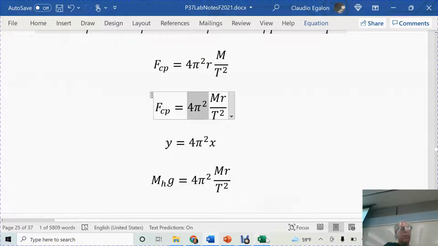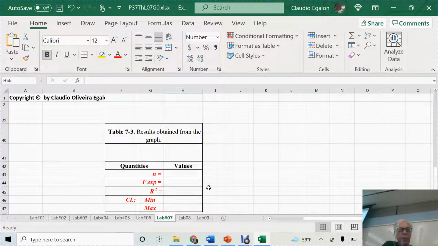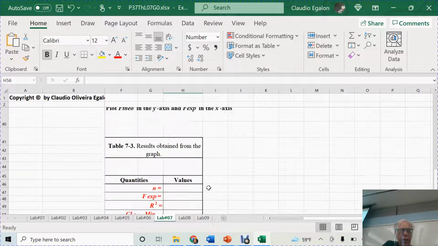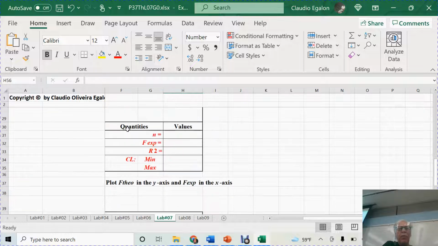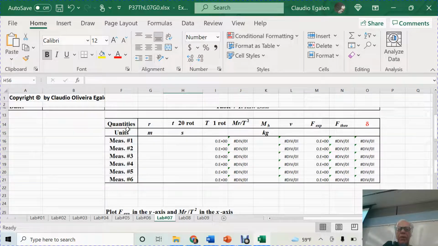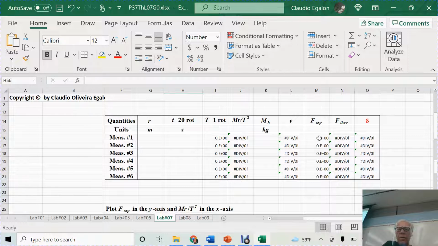Simple enough, right? So you said to follow the directions on the sheet: plot F experimental on the y-axis and F theoretical on the x-axis. Yeah, I just changed that. F theoretical on the y-axis. It's easier to plot the F theoretical on the y-axis because the F theoretical is on the right side, right?